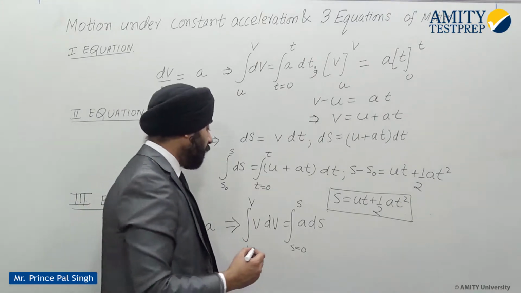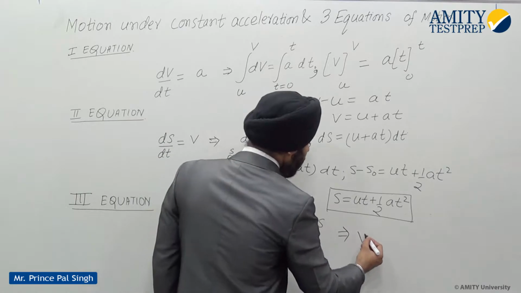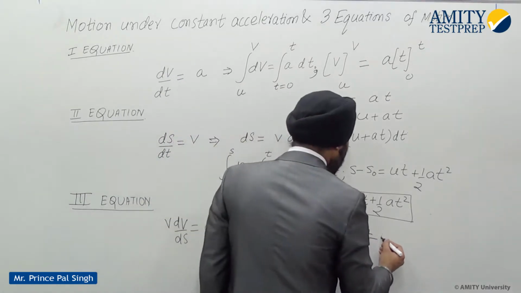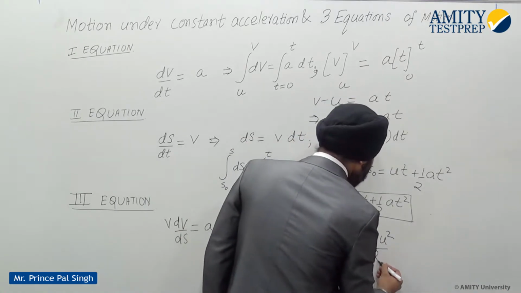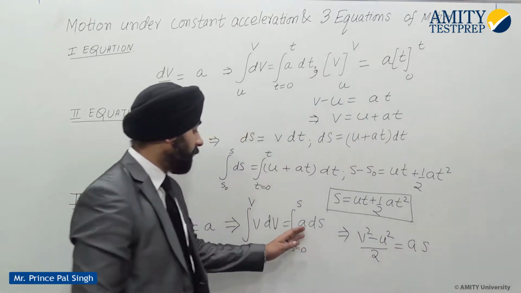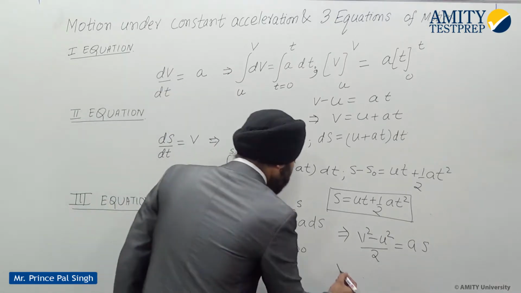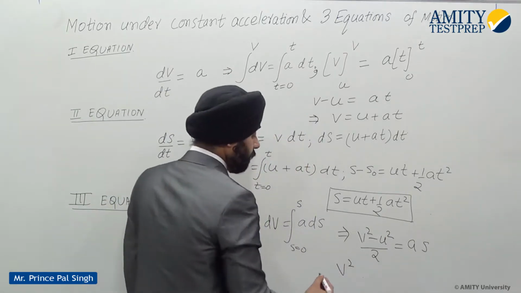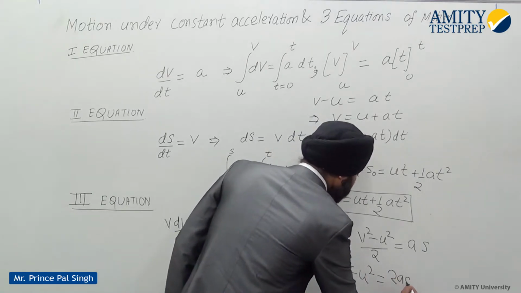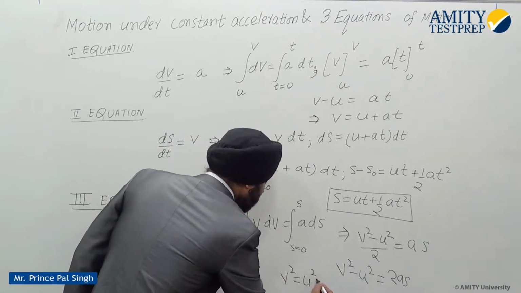On the left hand side, on integrating, we will get v square minus u square by 2 equal to as. a will come out from the sign of integration because it is constant. So we get v square minus u square equal to 2as. So v square equal to u square plus 2as.